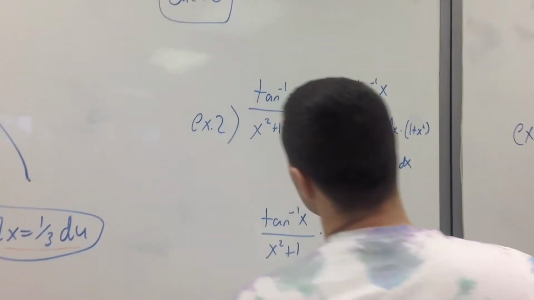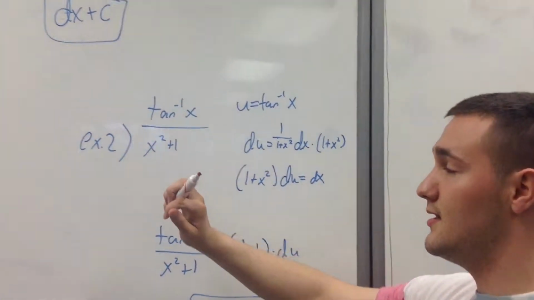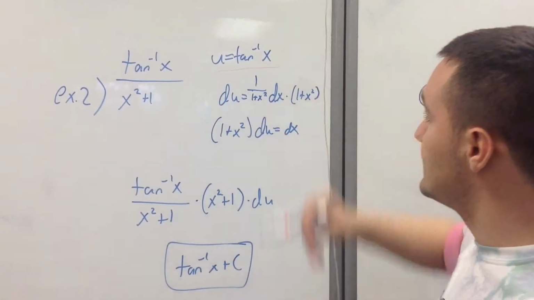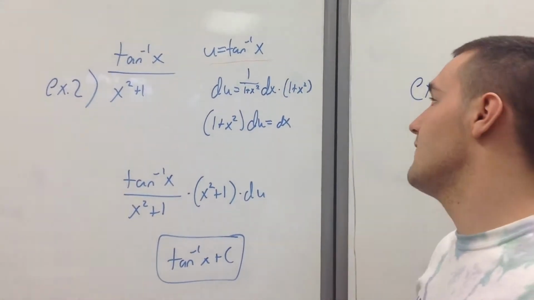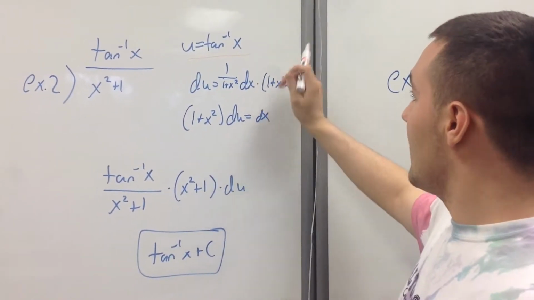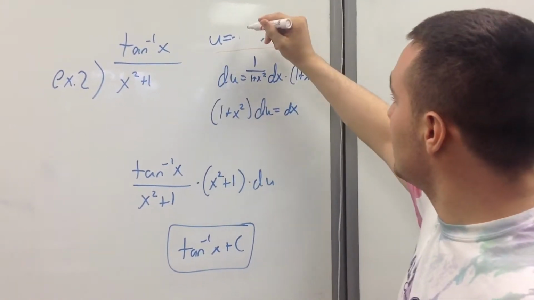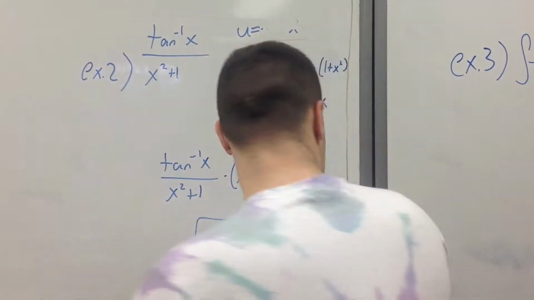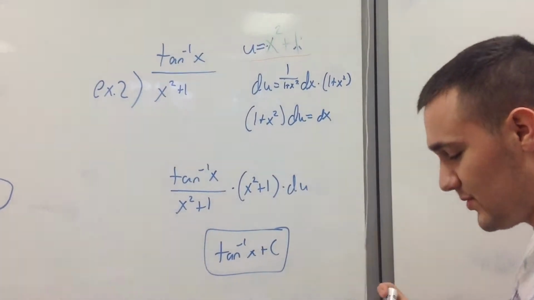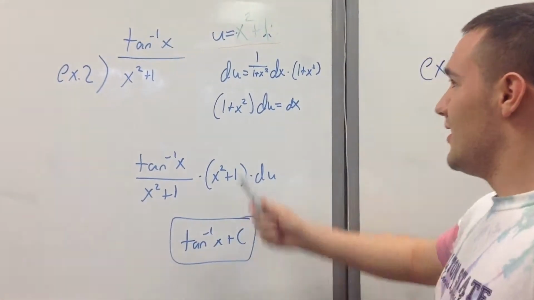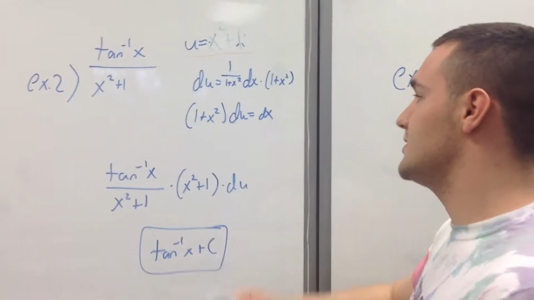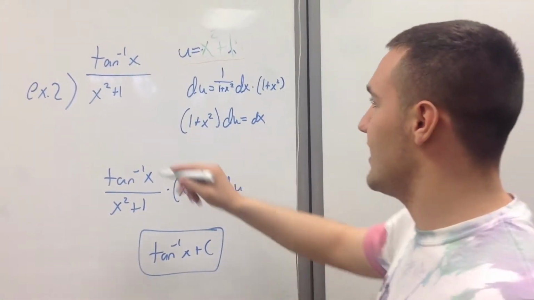Here's another example for you. Tan arc x divided by x squared plus 1. We're going to set our u to equal tan arc x. Take the derivative of u, should be 1 plus x squared dx. And I apologize about that. We're not doing that. I apologize, x squared plus 1 is actually what we're setting our u to equal. That makes more sense. Take the derivative, find out 1 plus x squared du is equal to dx, and then we plug that back in.